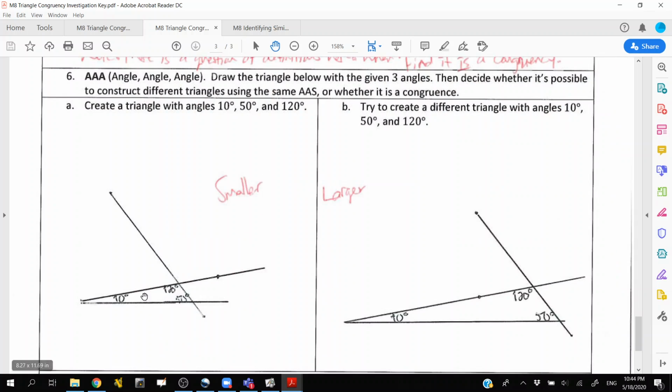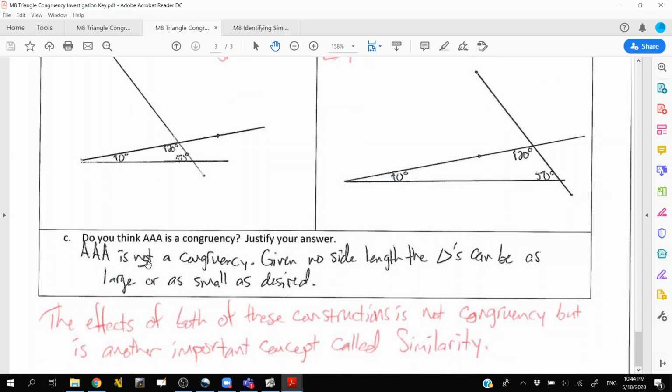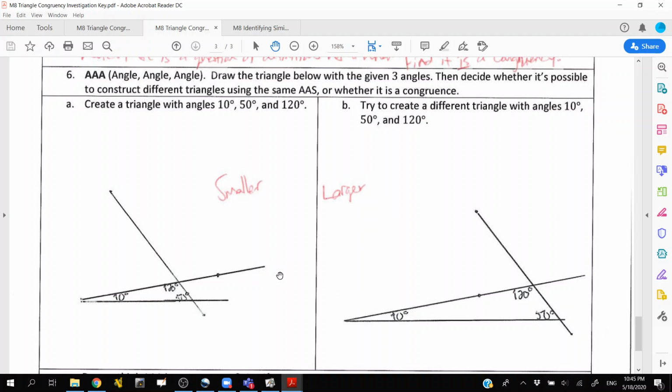Angle-angle-angle, I can make a small triangle with it, or I can basically pull this side out and the angles don't change. I just get a larger triangle. That means angle-angle-angle is not a congruency. There are no side lengths, so the triangles can be larger or smaller as we desire. This specifically is a different type of thing, however. These triangles are not congruent, but they are something very important, and so we need to talk about that.